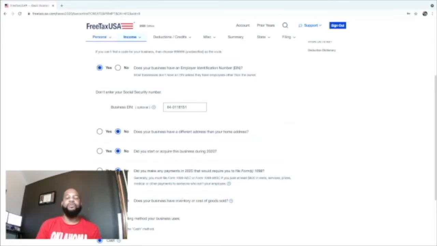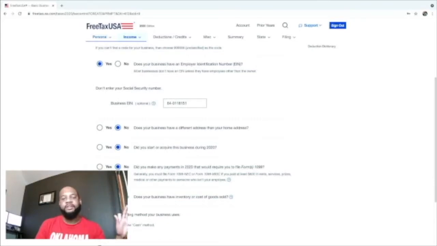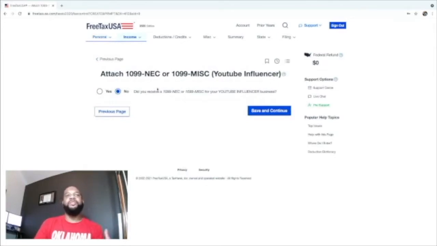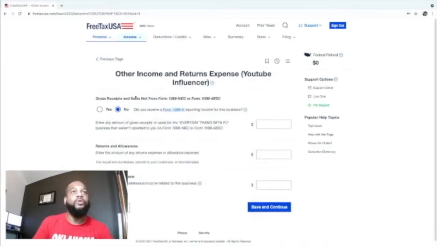Does your business have inventory or cost of goods sold? Actually, for the sake of science, we're going to do yes, okay? Just so we can go through this little step. Alright, so did you receive a 1099-NEC or a 1099-MISC? A 1099-MISC is basically when you did some contract work for a person, for a company, and they paid you as a contractor. So as a contractor, you will receive a 1099-MISC from that company. Gross receipts not on the form: this is where you can put your receipts that you don't have on a 1099. So all your sales that you didn't get a 1099 for, you can put in here.